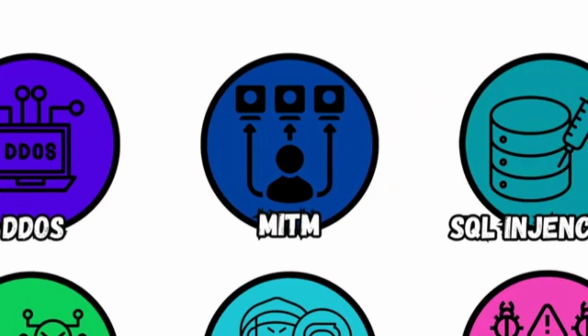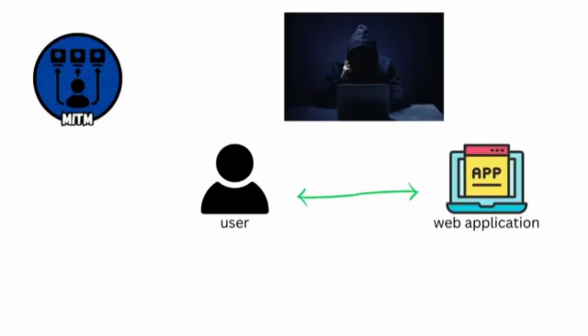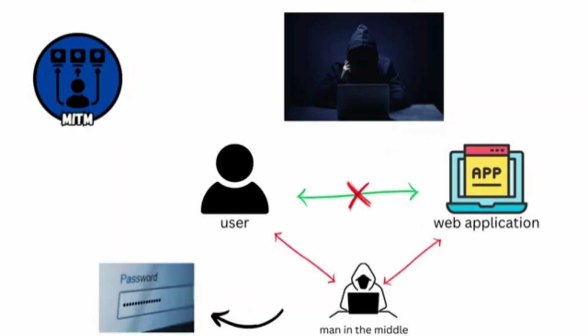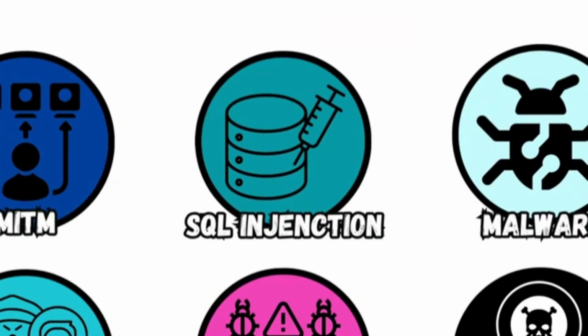And the next one is MITM, which is nothing but man in the middle attack. The hacker secretly intercepts communication between two people. For example, connecting to an unsafe public Wi-Fi allows an attacker to capture your login details. So don't connect to any unsafe public Wi-Fi. Okay. And then the fourth attack is SQL injection.